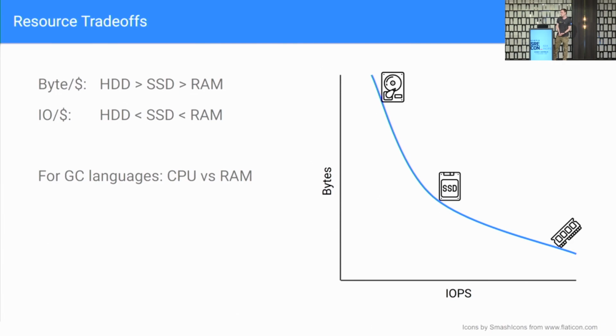You can make resource trade-offs to optimize for cost. So we know that SSDs are more expensive than hard drives, but in terms of IOs per dollar, they're actually cheaper. So if you're running a heavily IO-bound operation, it might be a cost reduction to move from hard drives to SSDs, and even more so if we're talking about RAM.